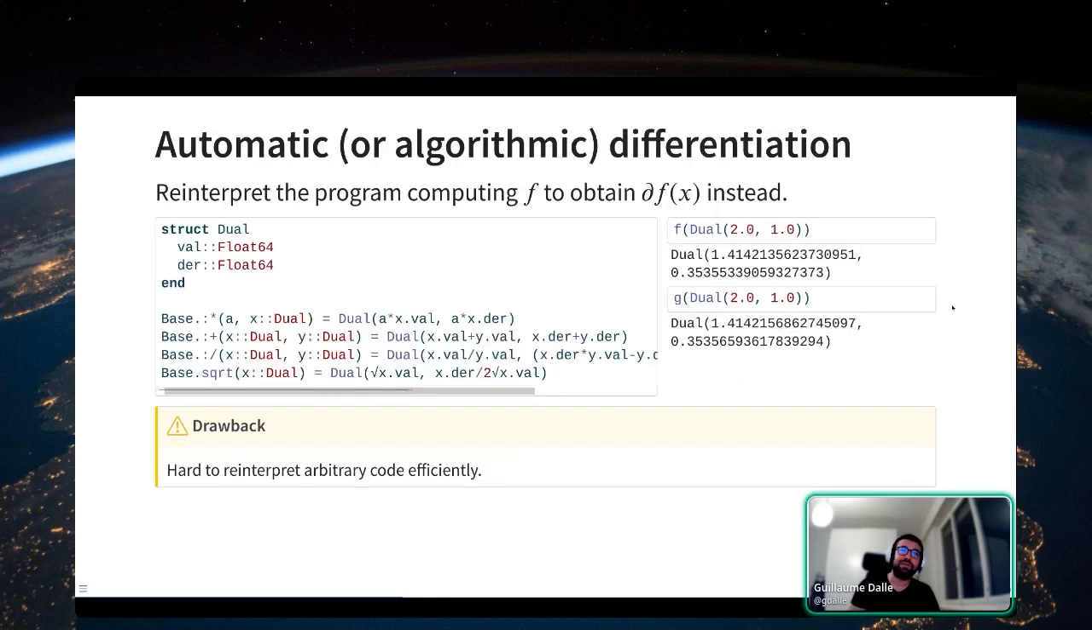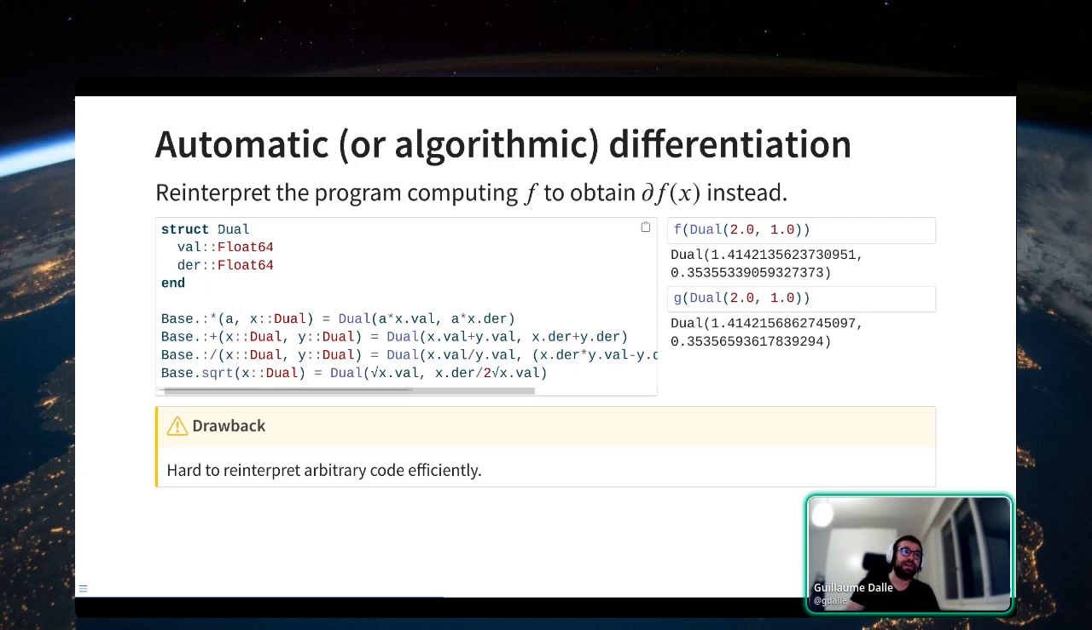So the method of choice nowadays is called automatic differentiation, but I don't really like this term because the previous methods that I've shown, with the exception of the manual one, were also automatic in a sense. So I prefer to call this algorithmic differentiation because it's all about algorithms. It's about reinterpreting the program that computes the function to obtain the derivative instead. And here I show you one example of an implementation in Julia, which is very simple.